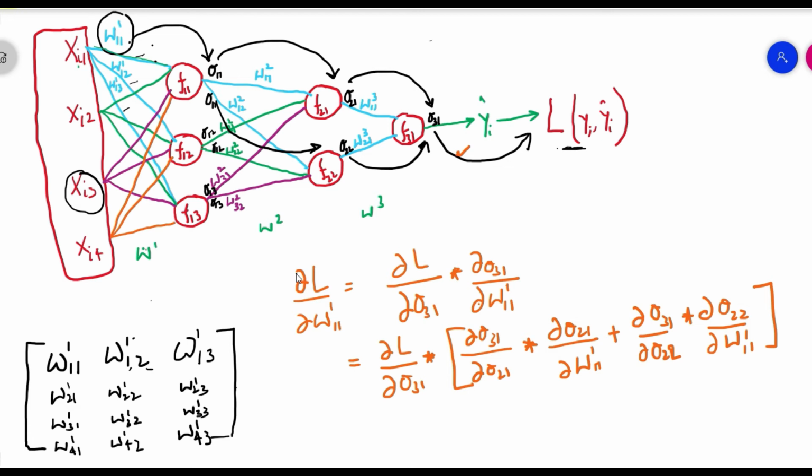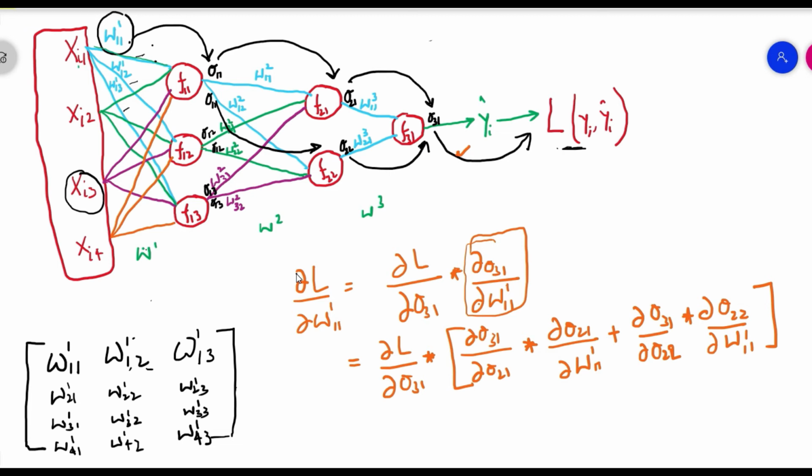So how can we break this part? We'll use the rule that we just defined, because output O31 is coming out of the outputs O21 and O22, which in turn is impacted by output O11. So how can this be broken up? We just saw the rule of differentiation in such cases.